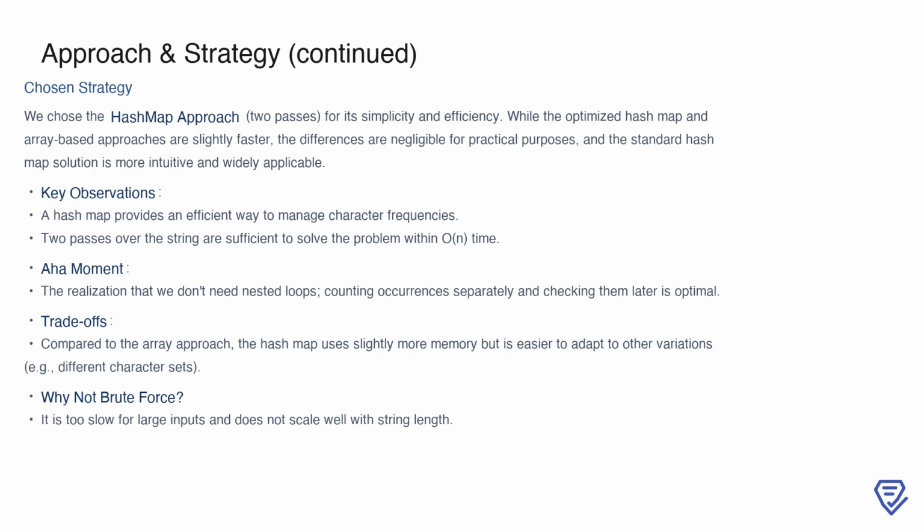Key observations that led to this choice include the efficiency of managing character frequencies with a hash map and the realization that nested loops are unnecessary. By counting occurrences separately and checking them later, we can achieve an O(n) solution. Although the hash map approach uses slightly more memory compared to the array-based approach, it offers greater adaptability, especially for problems with different or larger character sets. The brute force approach, on the other hand, was rejected due to its poor scalability and inefficiency for large inputs.